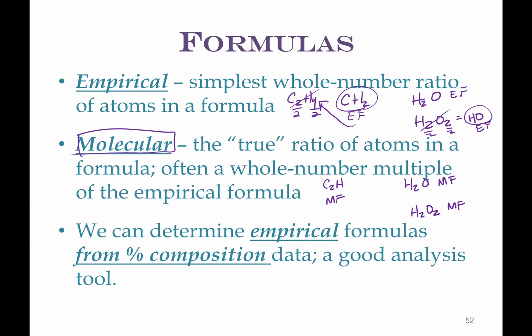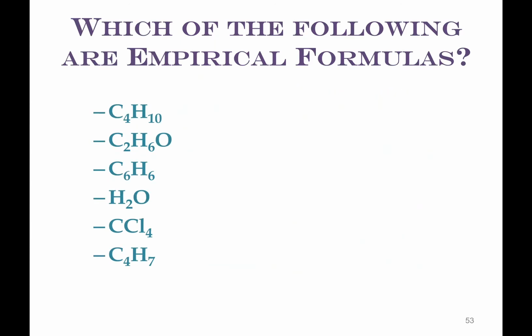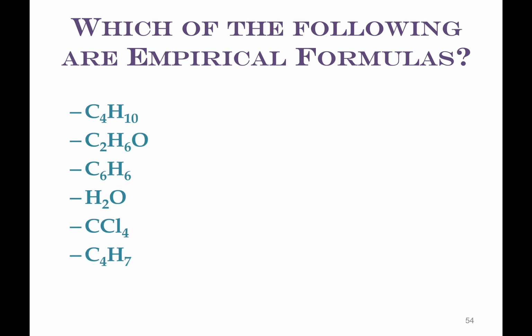So first we have to determine what is an empirical formula and what is not. So please pause the video and go through these formulas and try to determine if they are empirical or if they are molecular. Or you can just say empirical or not. If they are empirical, write yes. If they are not empirical, write no. So C4H10 would not be an empirical formula because we can divide them by 2. So if we divide them by 2, we get C2H5.